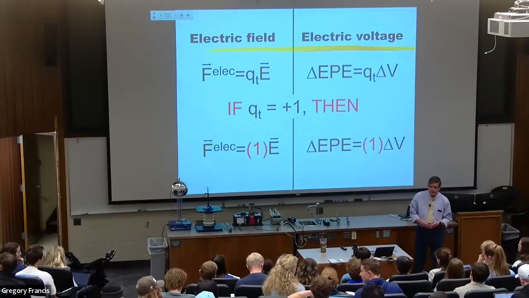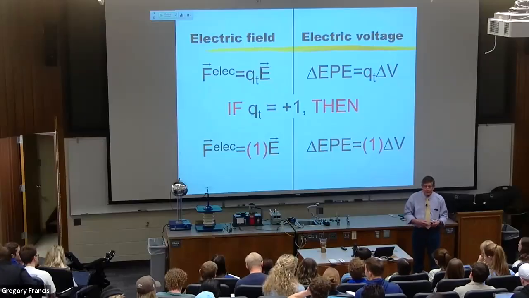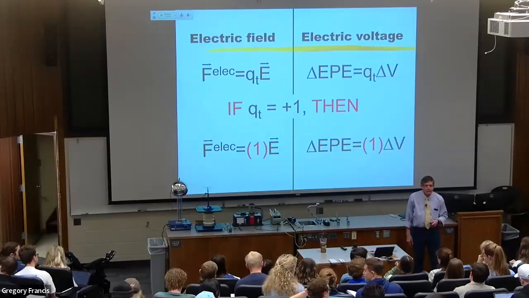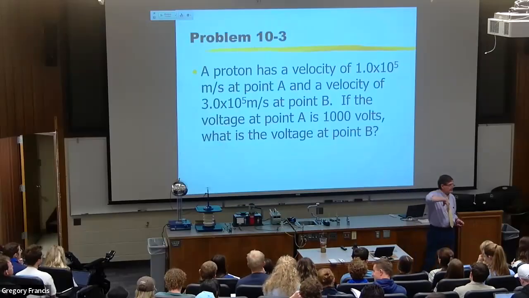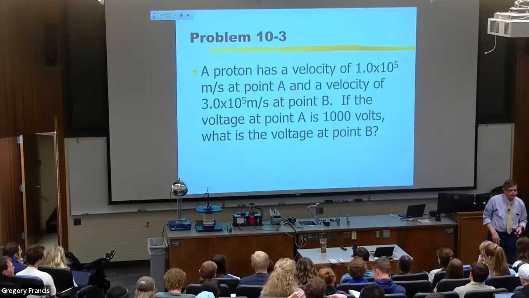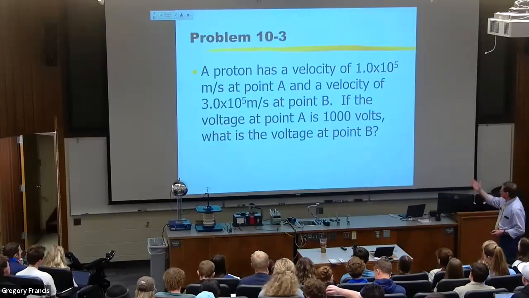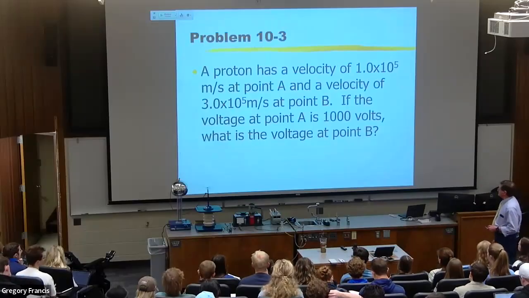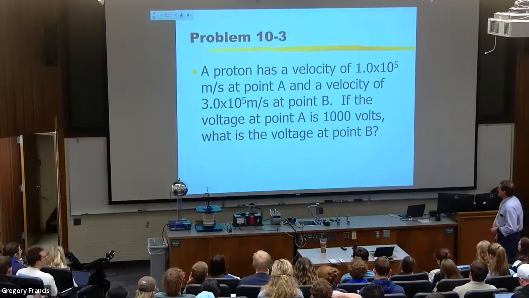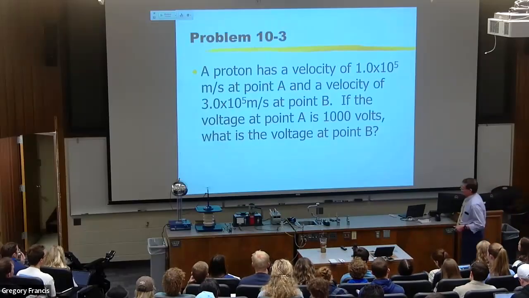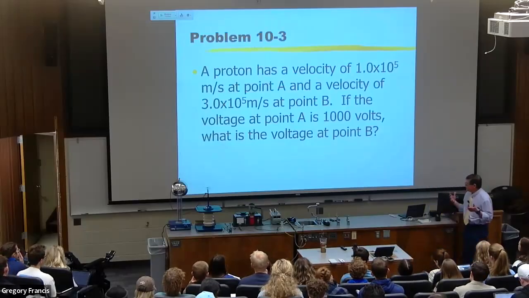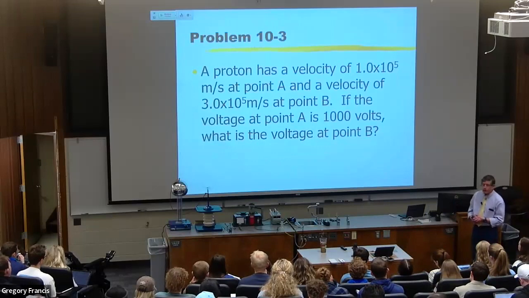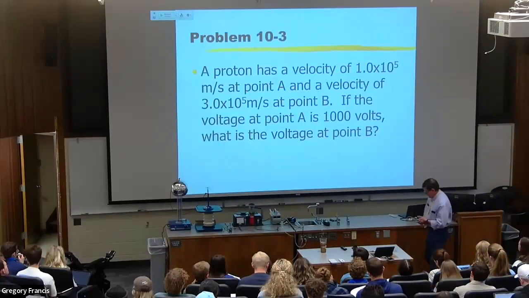I've said on a number of occasions that there is only one voltage problem, and here it is. It was in your homework. Homework 10, problem 3. A proton has a velocity of 1 × 10⁵ meters per second at point A, and then when it gets to point B, it's going faster at 3 × 10⁵ meters per second. If I'm told that the voltage at point A is 1,000 volts, what is the voltage at point B?